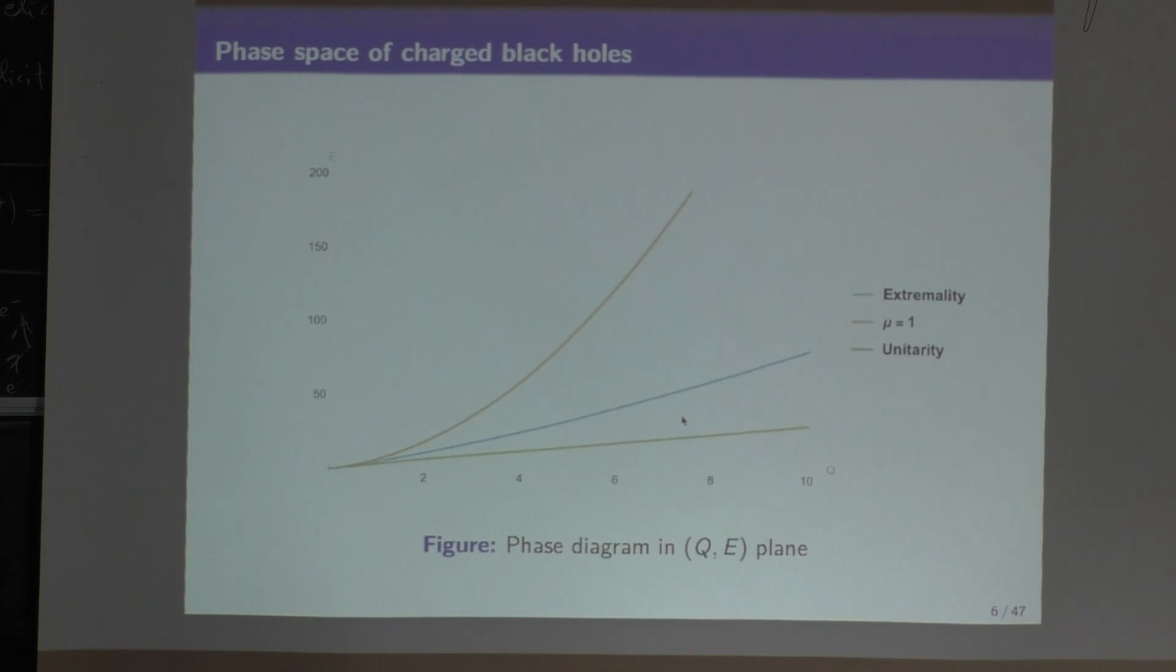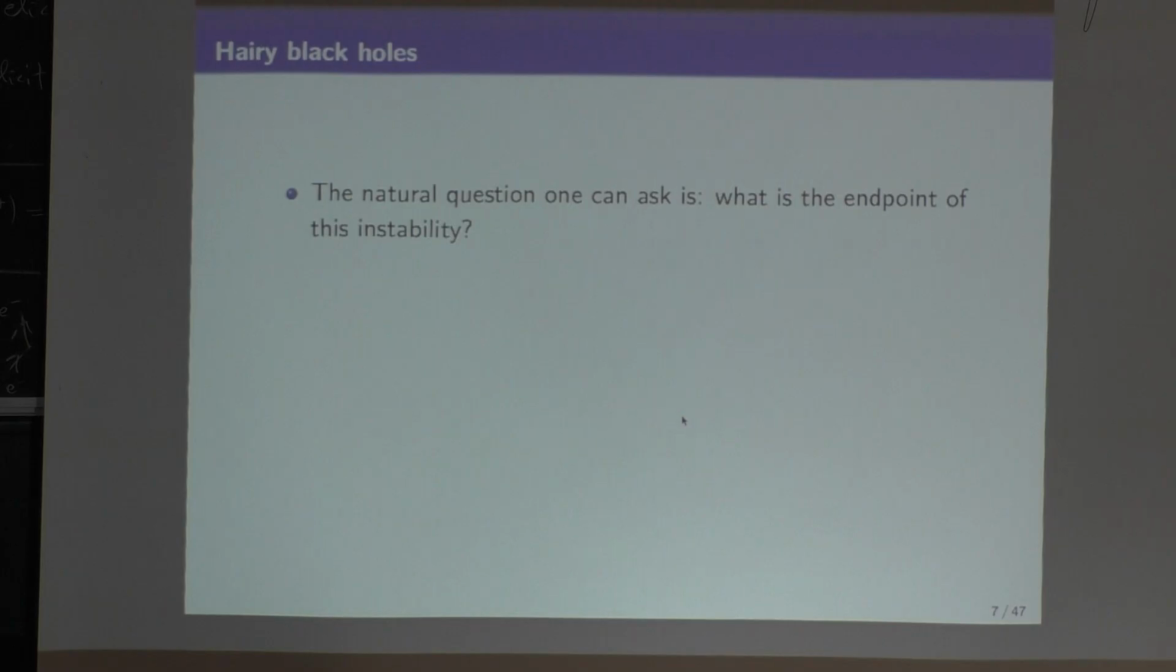And I'm emphasizing this point because there are the 3-branes which will become unstable when mu is equal to 1. So all this critical value is actually above the instability point for the 3-branes. So that's why I'm emphasizing the mu equals 1. Okay, so as I said, the natural question might be what's the endpoint of this charged superradiant instability.